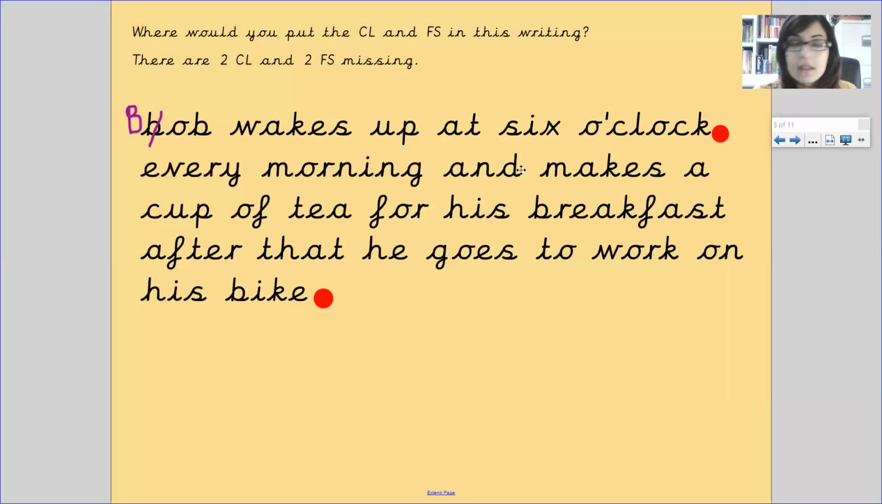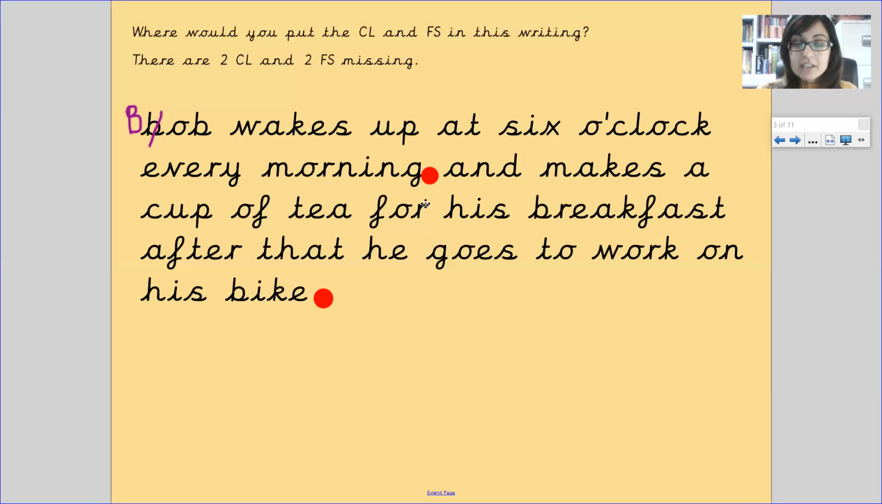Here we go. Bob wakes up at 6 o'clock every morning and makes a cup of tea for his breakfast. After that, he goes to work on his bike. I don't think the second sentence works. So Bob wakes up at 6 o'clock. That's a full sentence. However, the second one doesn't, which means that we need to move that first full stop and have a think, where else might it go? Bob wakes up at 6 o'clock every morning. Oh, that makes sense. Let's move it to the top and put it here. Bob wakes up at 6 o'clock every morning. Thumbs up. I think that sentence makes sense.